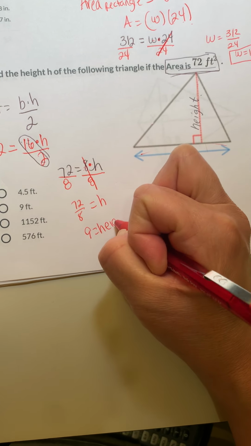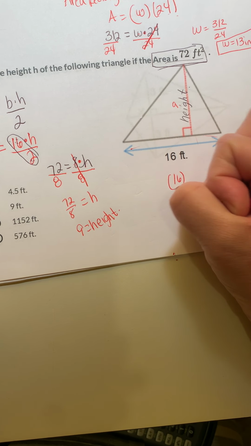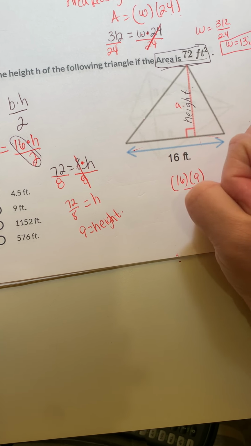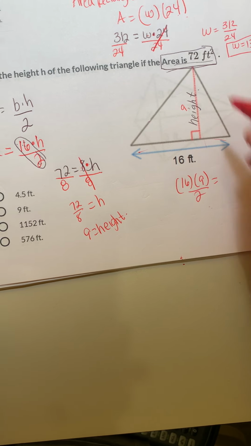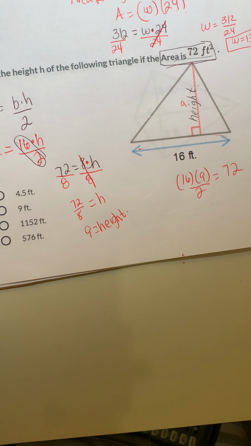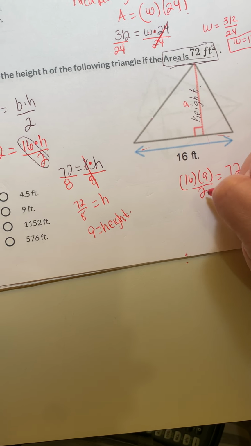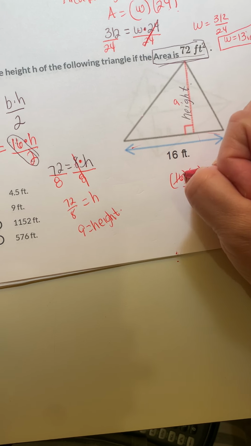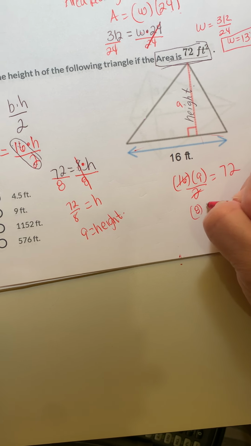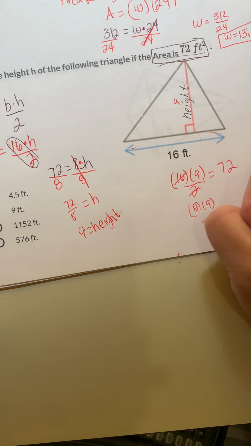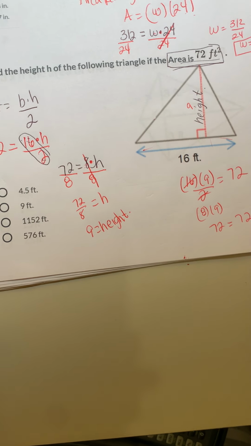So I'm going to try it now. I'm going to do 16 times 9 divided by 2, and that should give me 72. And that's correct because I can do my mental math. 2 can go into 16 8 times, and I already know that 8 times 9 is 72. Checks out.